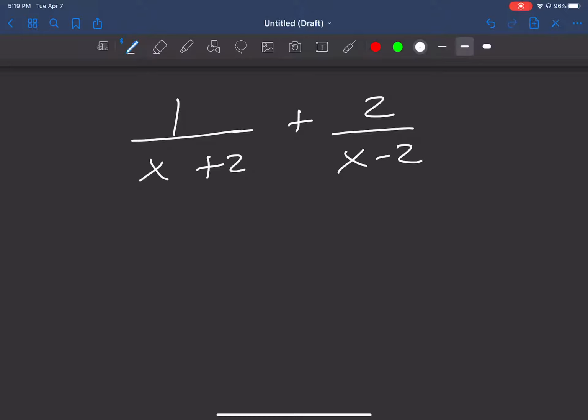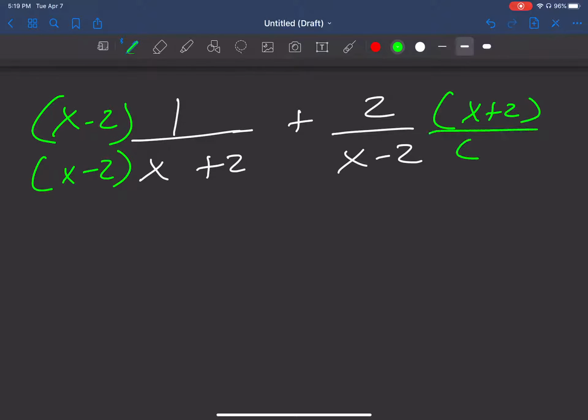Now it's saying add this, okay, right? So, well, what's our base, right? So it's going to be x minus 2 times x minus 2, right? Over here, we're going to do x plus 2, x plus 2. And again, we do this because this whole thing in red is just 1.